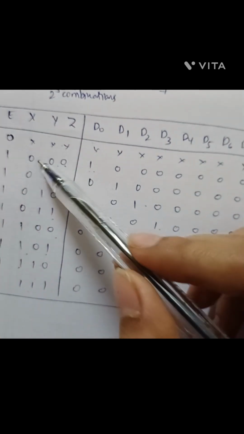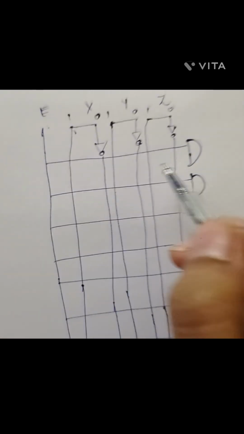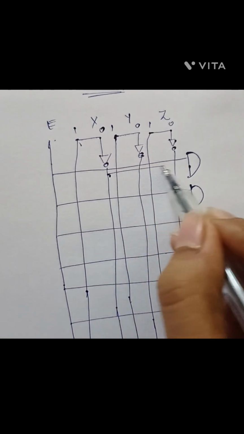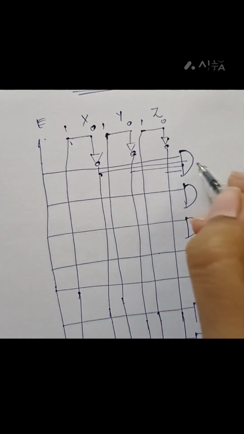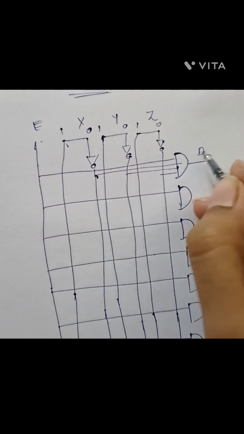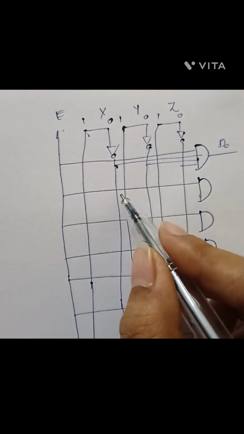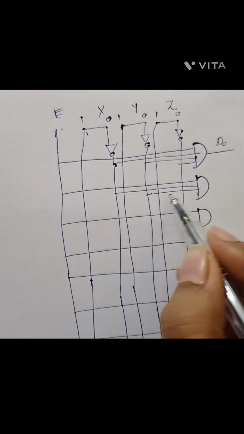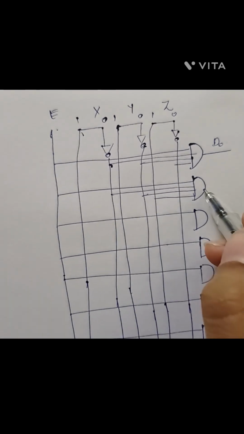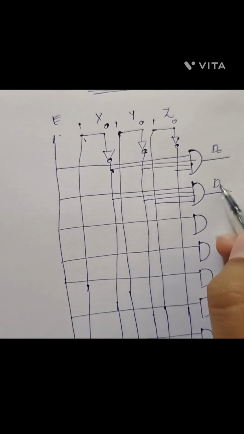Now for D0, X is 0, Y is 0 and Z is 0. So X is 0, Y is also 0, Z is also 0, and we get D0 as output. For D1, it is 0 0 1. So X is 0, Y is also 0, Z is 1. We get D1 as output.